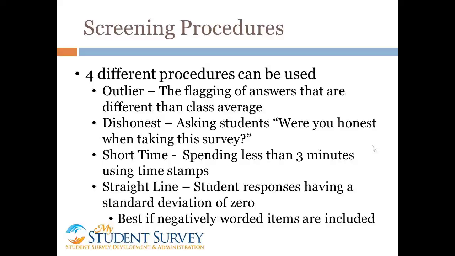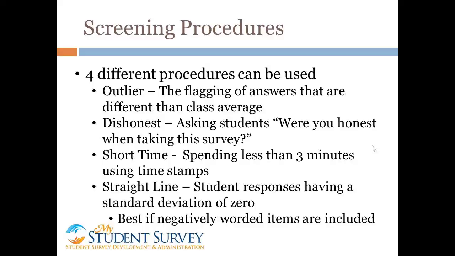Some other pieces: there's been some decent research that when you ask students whether they were honest in taking a certain survey, they respond rather faithfully to that. You can also identify people that just aren't reading the questions, and they might answer in the negative. But that's been an effective piece. Timestamps: some people race through it, particularly when you're doing an online survey. You're able to take timestamps and see how long they spent on the survey and set that threshold. And then also looking for student responses that have a standard deviation of 0.